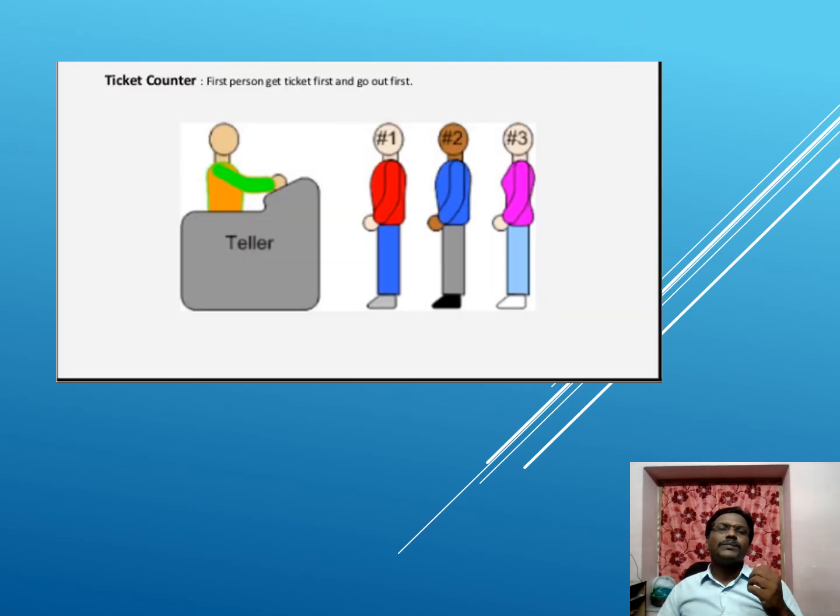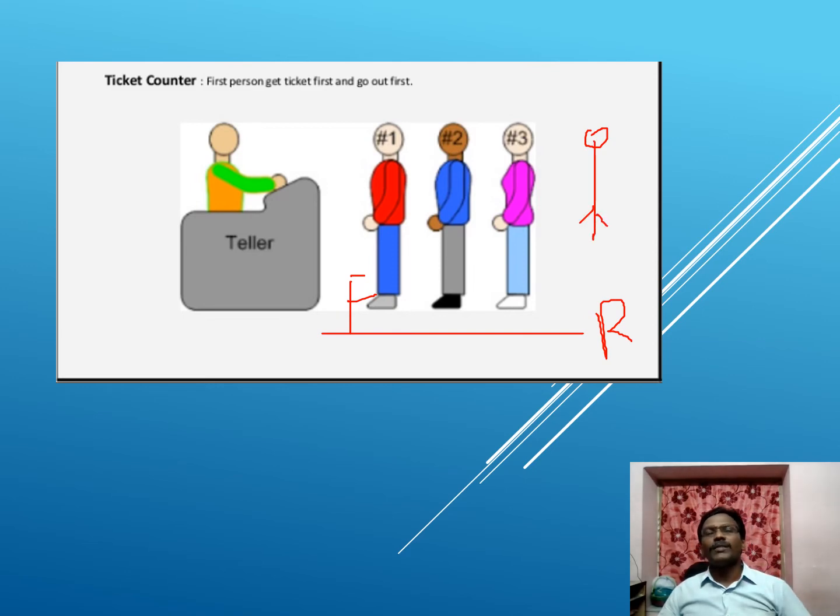So this picture represents maintaining the queue. For example, this is the front end, first in, first out. This is the rear position, where the new one enters the queue in the last position. Like that.